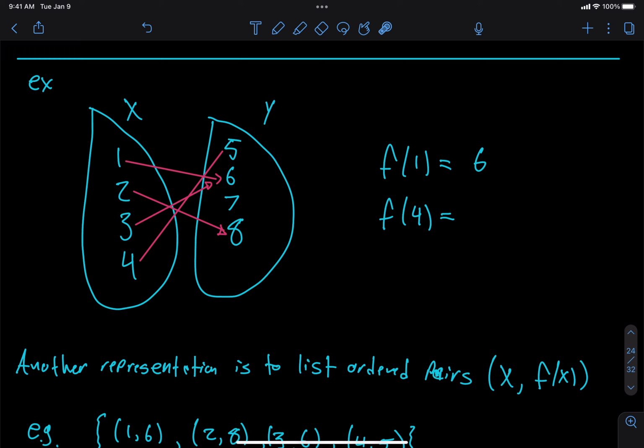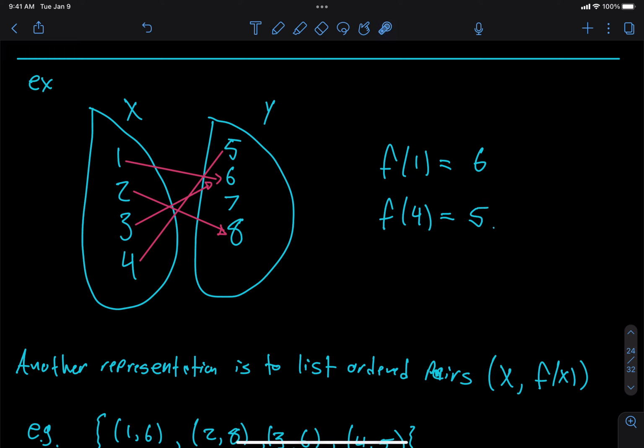So how would I do f of 4? What would I get if I did f of 4? I'd get 5, right? Because 4 is mapped to 5. So the element 5 in y to which 4 is mapped is what we call f of 4.